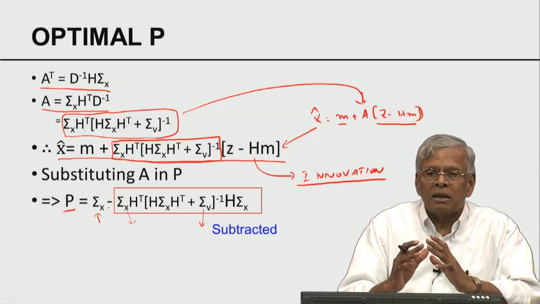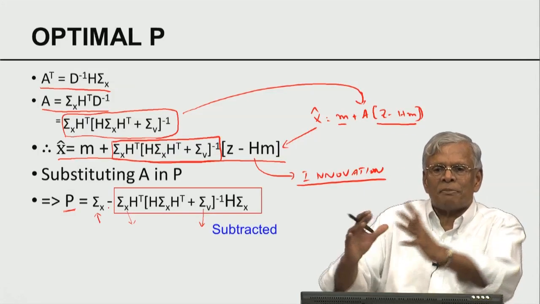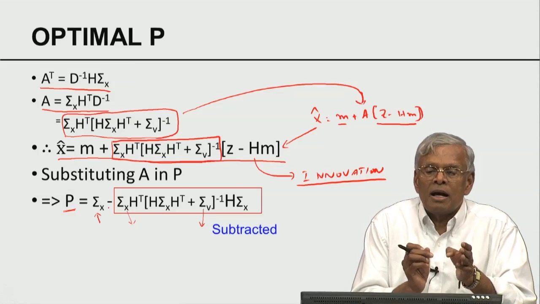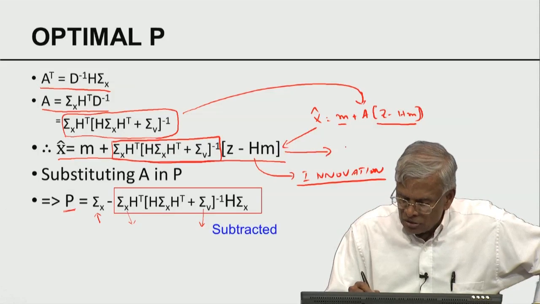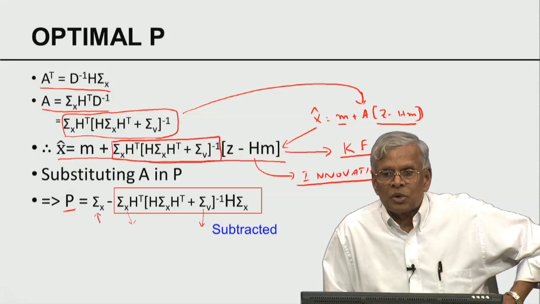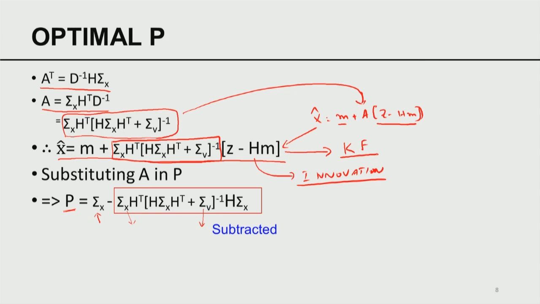So I had a prior mean, I have an observation, and I have the posterior mean. The posterior mean has a smaller variance than the prior mean. And that is the result of combining two pieces of information, prior and observation. This structure is called the Kalman filter structure, which was originally derived by Kalman in 1960. The derivation that we have gone through is a very important derivation that leads to the fundamental result in Kalman filtering techniques.